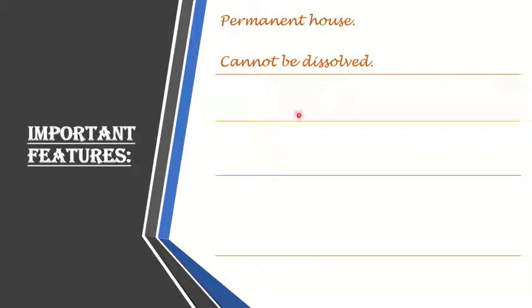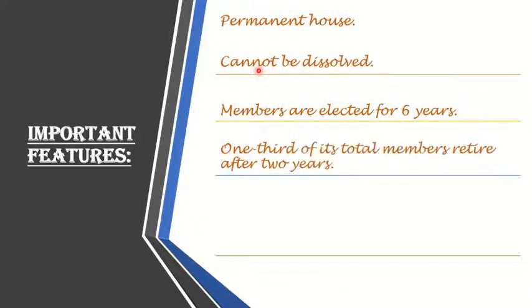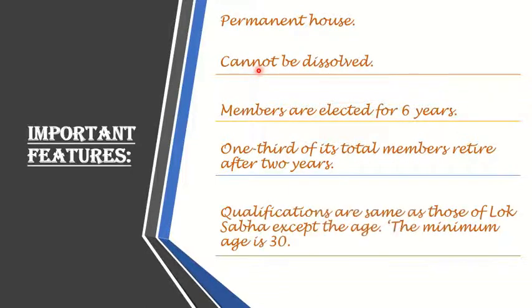The Rajya Sabha is a permanent house, so it cannot be dissolved. The members of the Rajya Sabha are elected for 6 years. 1/3 of its total members retire after 2 years. The qualifications are the same as those of the Lok Sabha except the age. The minimum age for the Rajya Sabha is 30, while for the Lok Sabha it is 25 years.